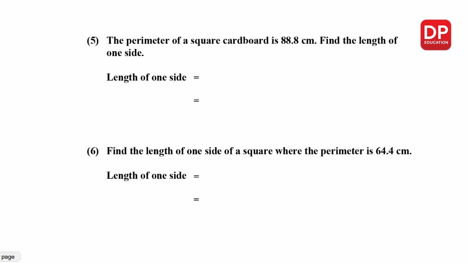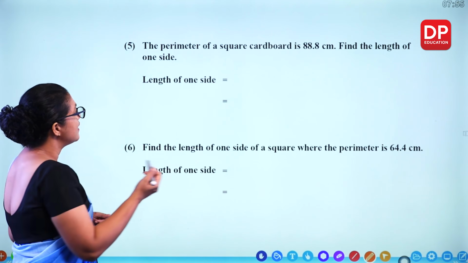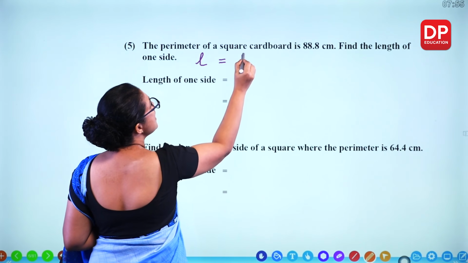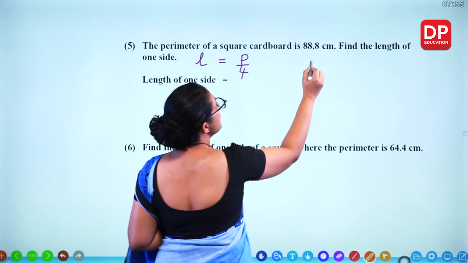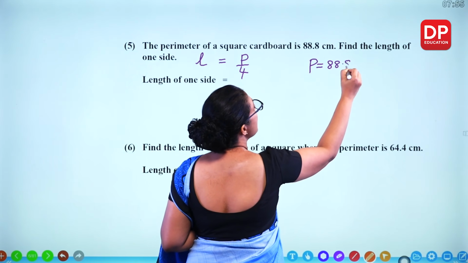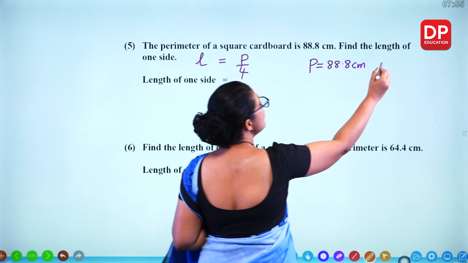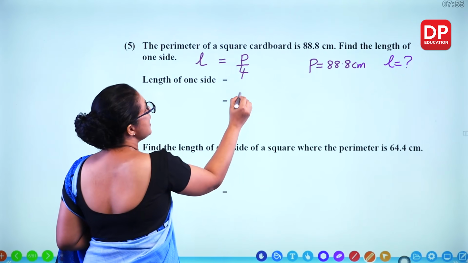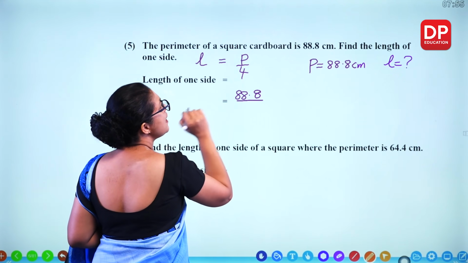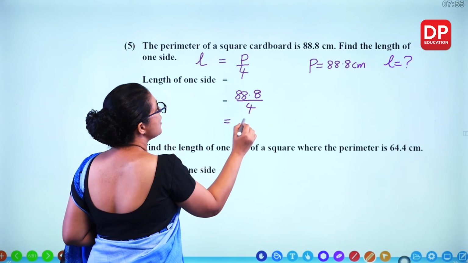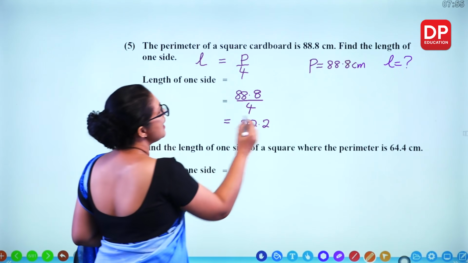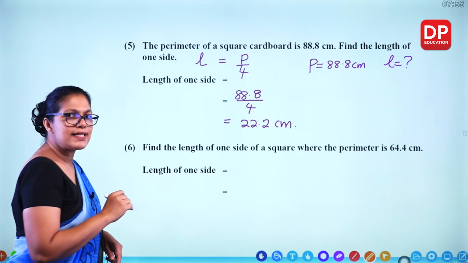The perimeter of a square cardboard is 88.8 centimeters. Find the length of one side. Again, how do you find the length of one side? I can write L equals P over 4. P is given, 88.8 centimeters, and you need to find L. So P is 88.8 divided by 4, and you get 22.2 centimeters for the length of one side.